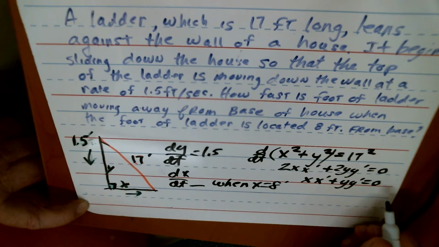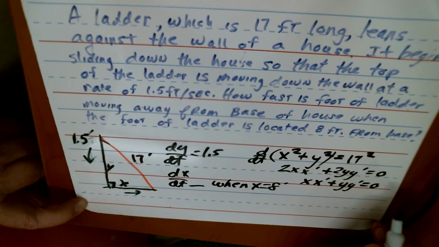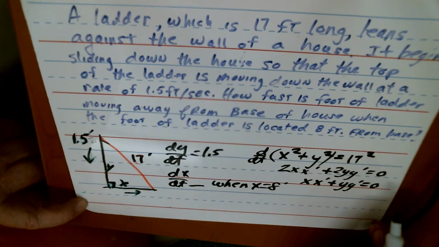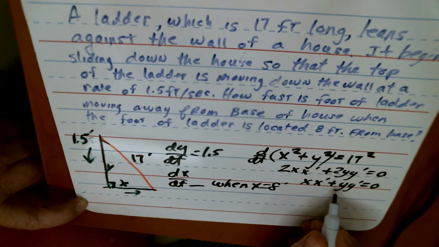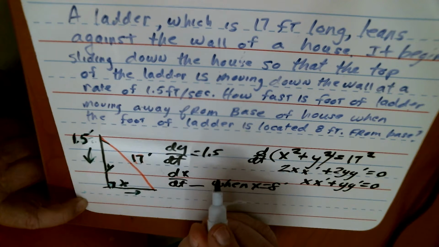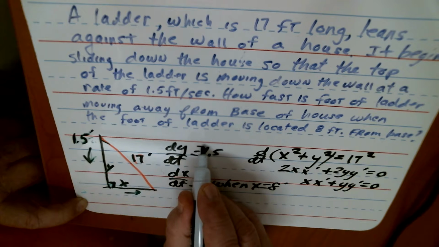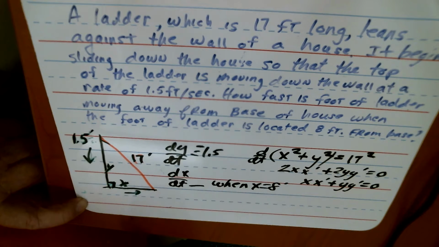Now what we want to find out is, what is x prime when x is 8? So we have x prime that we need to find. We have x. We know that y prime is 1.5, and that's going to be a negative number because y is actually changing at a negative rate. So we put a negative 1.5 for dy/dt.